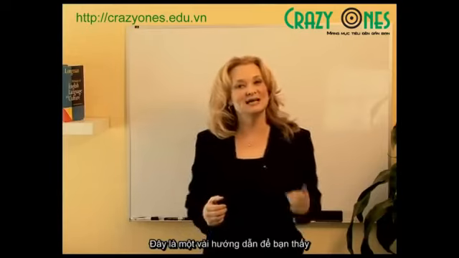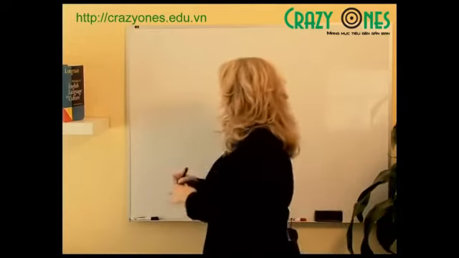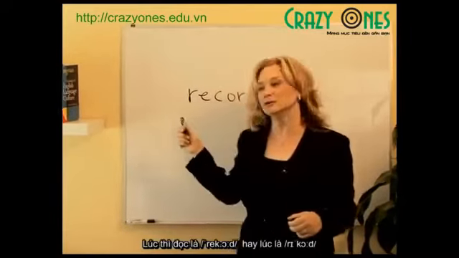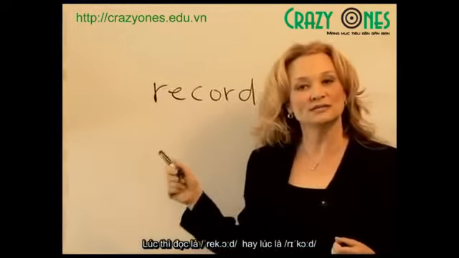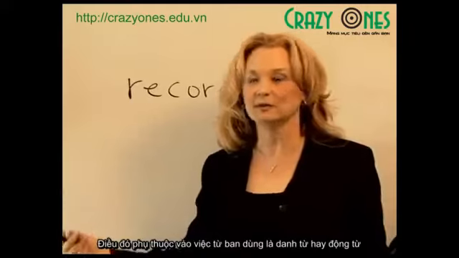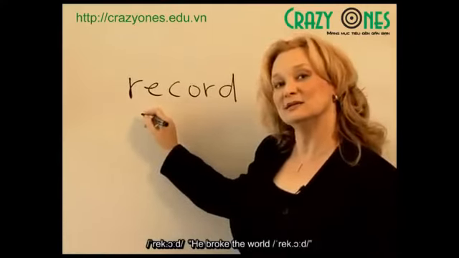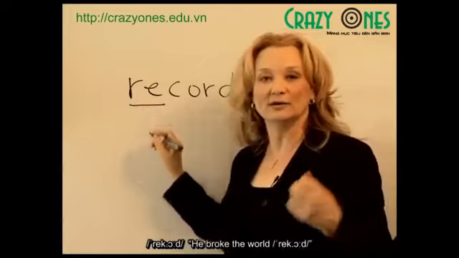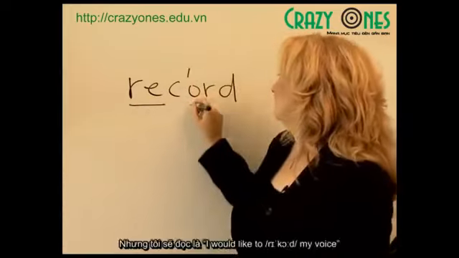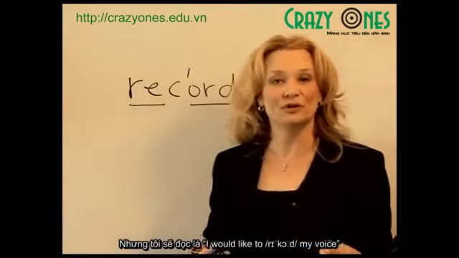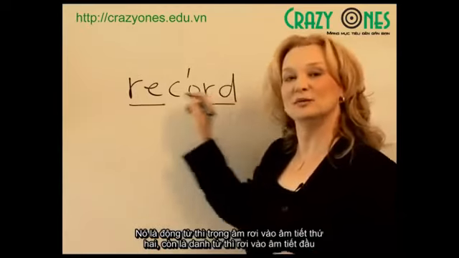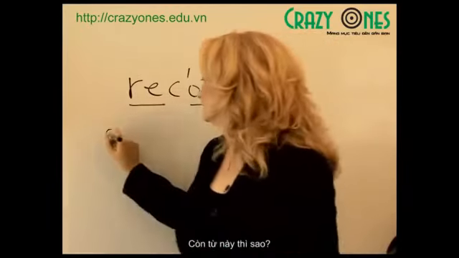So these are some guidelines. Let's take a look at some words. Is this word pronounced record or is this word pronounced record? It depends on if it's a noun or a verb. I would like to get the new record. Record, first syllable. He broke the world record. But I would like to record that movie. I would like to record my voice. If it's a verb, we get the second syllable. If it's a noun, we get the first syllable.